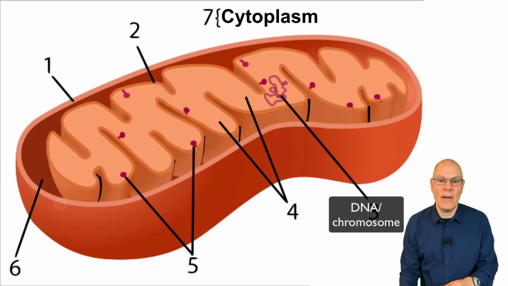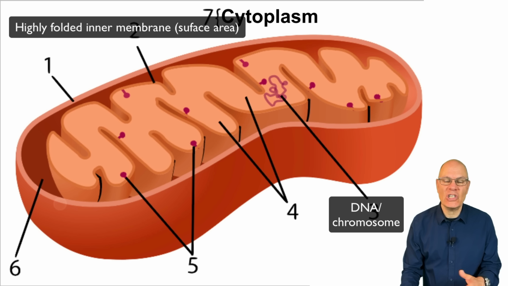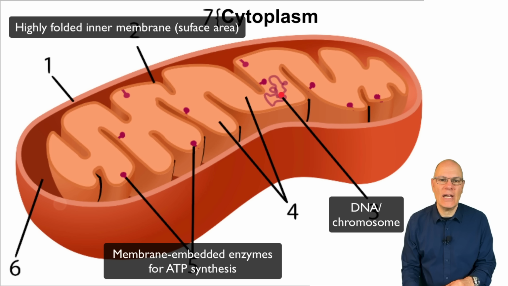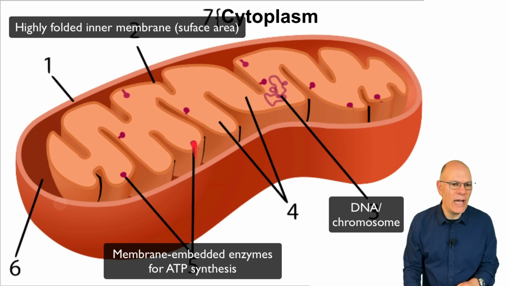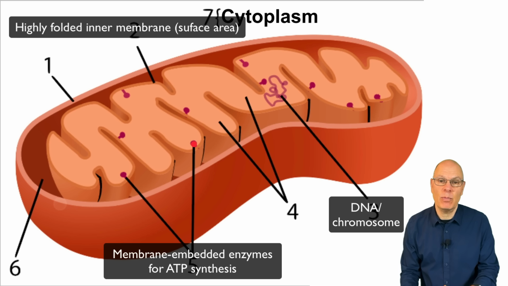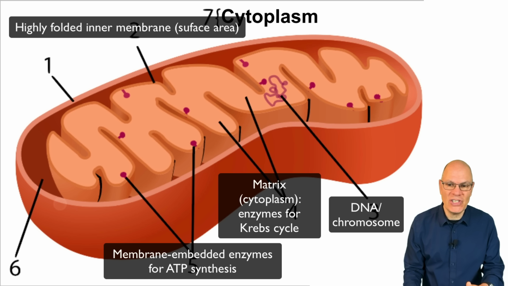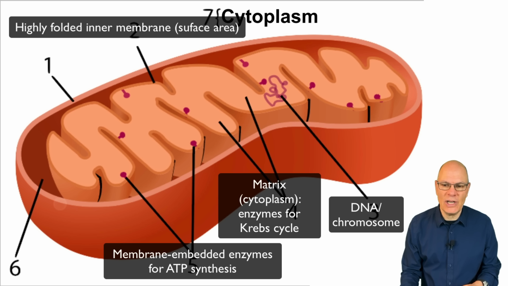Evidence of endosymbiosis. There's an inner membrane. It's highly folded. That increases surface area. And that's because there are many membrane-embedded enzymes and proteins, one of which is shown at 5, that are involved in the process of ATP synthesis. The mitochondria, as a former independent cell, has its own cytoplasm. It's called the matrix. It has enzymes for the Krebs cycle and enzymes that perform other functions.